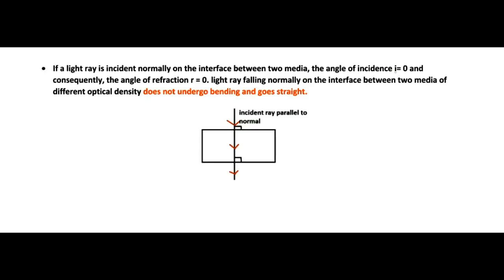The third point is, if a light ray strikes normally, or is incident normally, to the interface of two media, it means in this case angle of incidence is 0. In that case, angle of refraction is also 0. So no bending will occur in this case, whether we are discussing rarer to denser or denser to rarer, no bending will occur. Clear? Thank you.